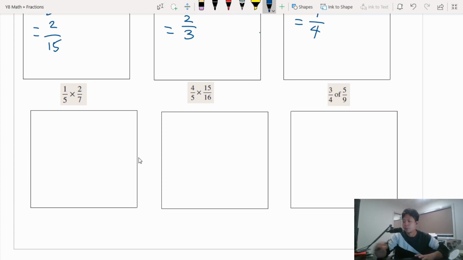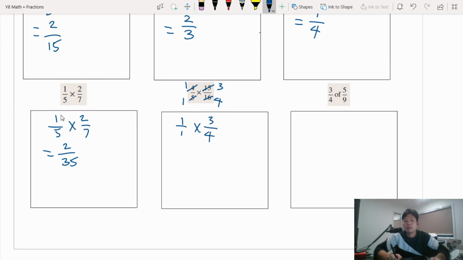Alright, so the first question, once again, there's nothing we can simplify here. So the question is just 1 over 5 times 2 over 7, which equals 2 over 35. Pretty straightforward. Next one, there's a couple of things we can cancel here once again, and this is diagonally. So 4 divided by 4 is 1, and 16 divided by 4 is 4. 5 divided by 5 is 1, and 15 divided by 5 is 3. So the question is now 1 over 1 times 3 over 4. That gives us 3 over 4, or 3/4.